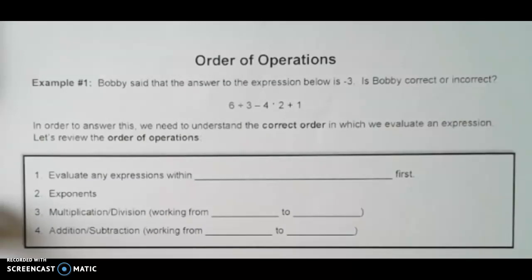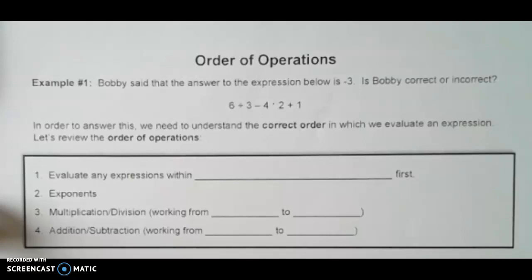The next part of our lesson is going to focus on the order of operations. In mathematics, there's a proper order that needs to be followed when there are multiple operations within an expression. If you don't follow the order of operations, then you won't be able to come up with the correct answer when you try to evaluate your expression.